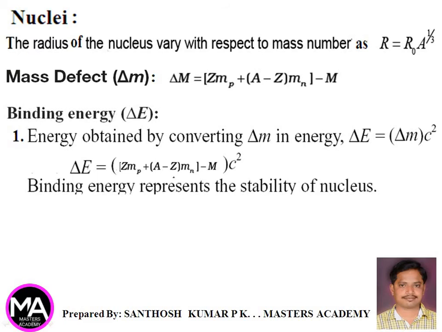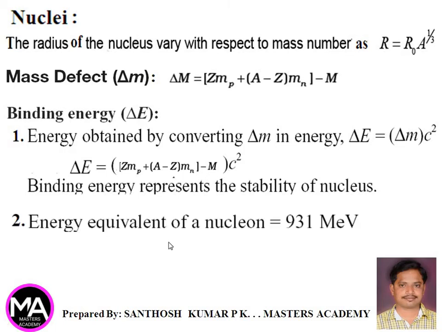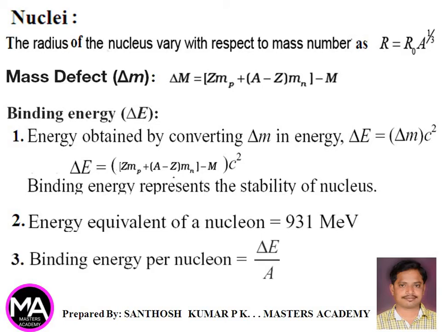Now, binding energy. The energy obtained by converting the mass defect into energy, that is delta E is equal to delta m into c square, is nothing but the binding energy, and it represents the stability of the nucleus. Here delta m is Z into mp plus A minus Z into mn minus M, into c square. Now, the energy equivalent of a nucleon is equal to 931 MeV. It is a standard value, and the binding energy per nucleon is given by delta E by A, where A represents the mass number or atomic mass.